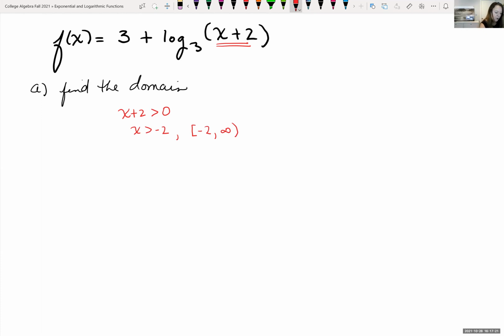Part B wants us to graph this. We can think of this with transformations if you want. We have that plus 2 inside the parentheses. This plus 2 is a horizontal shift, and so it's opposite for horizontal. So we're going to shift it to the left 2.